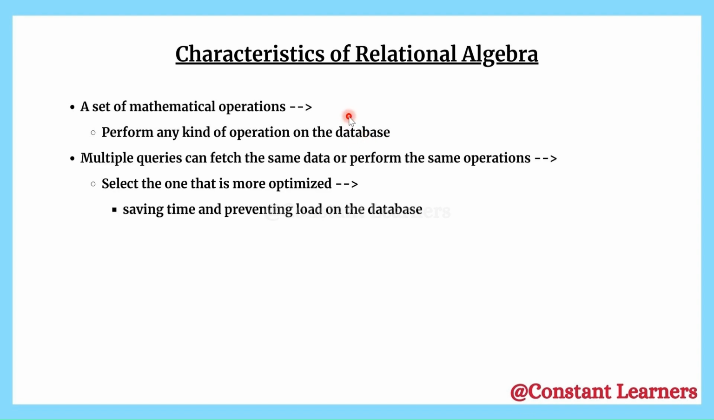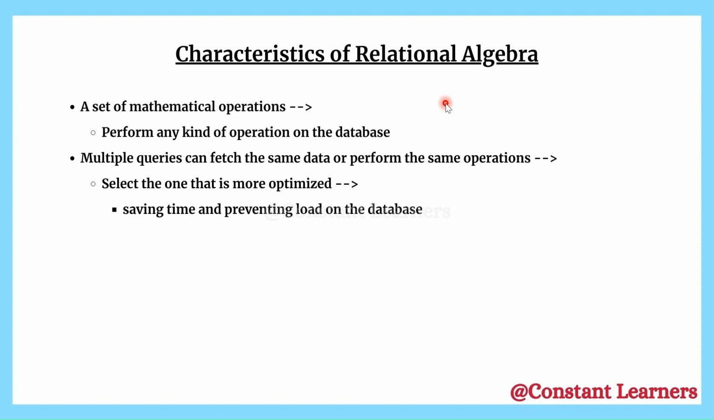Next is that multiple queries can fetch the same data or perform the same operations. This we've just discussed. But we need to select the one that is more optimized. That means that is faster, that is preventing the load on the database. And that is possible with the help of relational algebra.